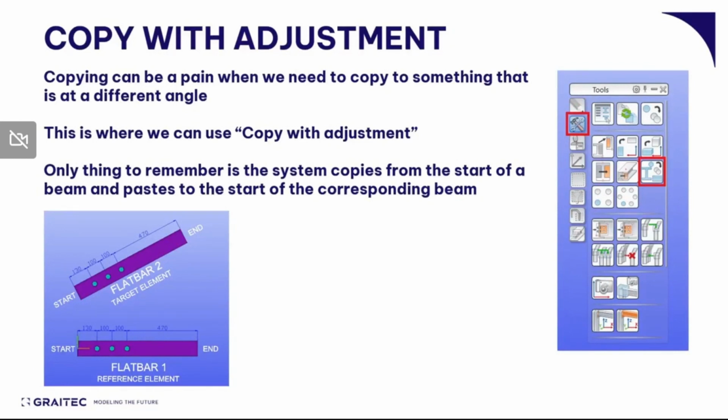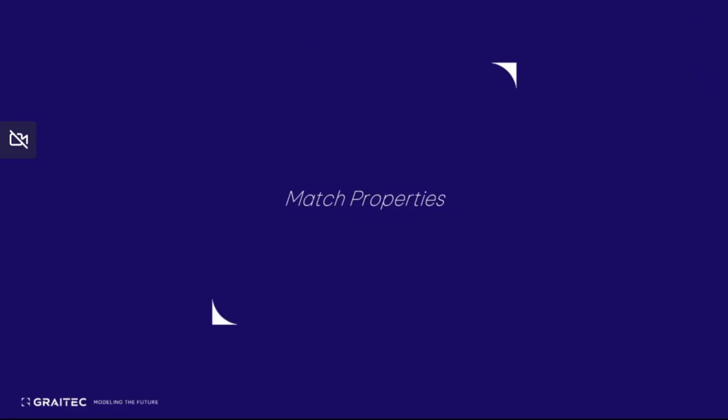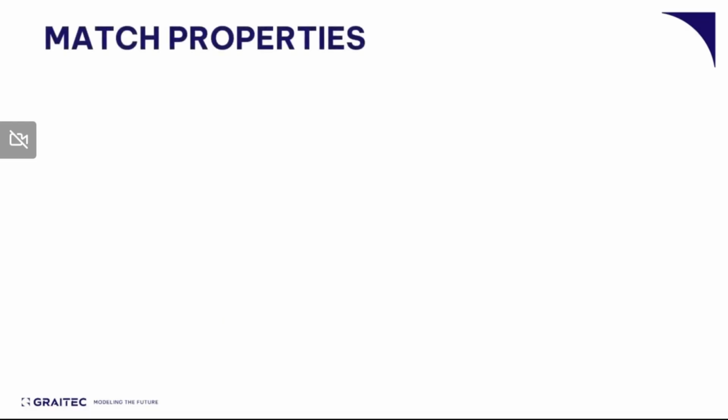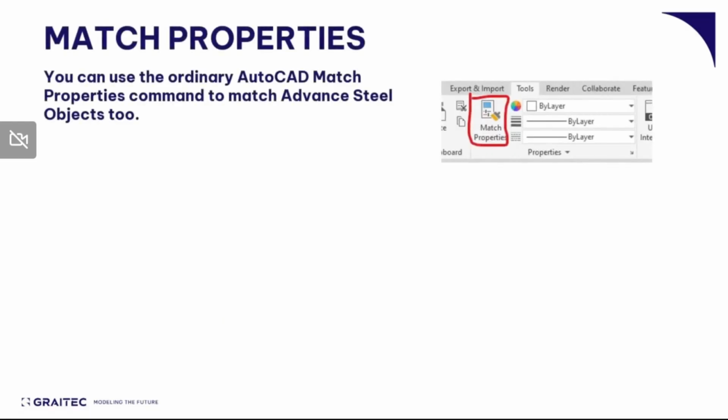Very helpful tool. And then we come to match properties. So again, maybe a tool that people don't appreciate you can use in Advanced Steel. Match properties is the ordinary AutoCAD match properties command. You may be familiar with it from AutoCAD, but you can use it for Advanced Steel objects as well.